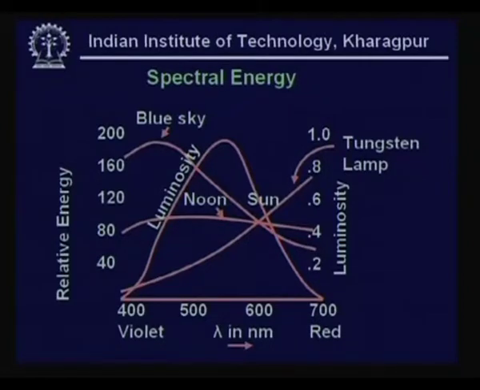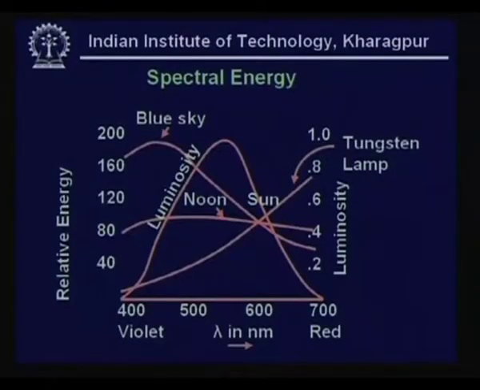So what does it mean? It means that though blue sky has a peak energy around 425 to 450 nanometers, the eye is unable to respond, and therefore it is of no use. So this is one thing which has to be kept in mind.